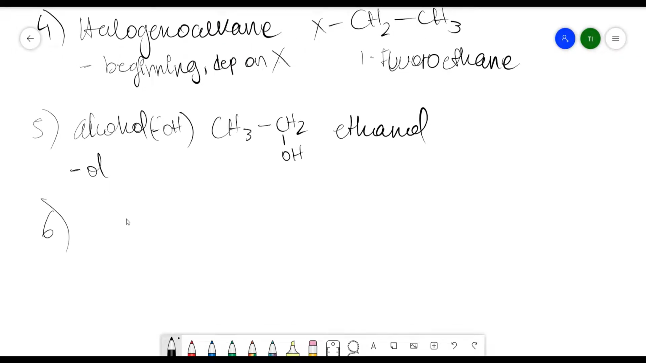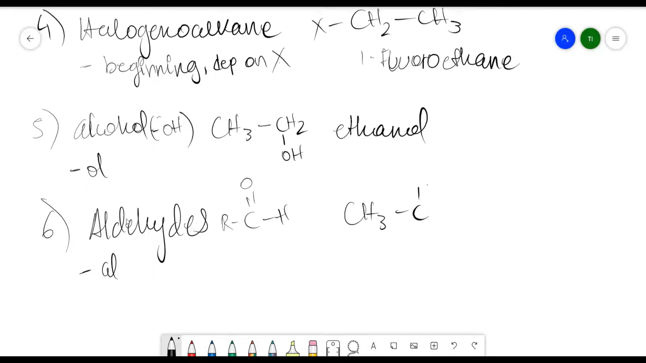The sixth functional group is aldehydes, and they end in "al." The simplest aldehyde is methanal, but we're using C2. In aldehydes, what's present is a C double bond O and H, and there's an R, which is whatever the rest of the compound is. So for instance, with C2, CH3, C double bond O, H. This is an aldehyde. This is ethanal, okay?